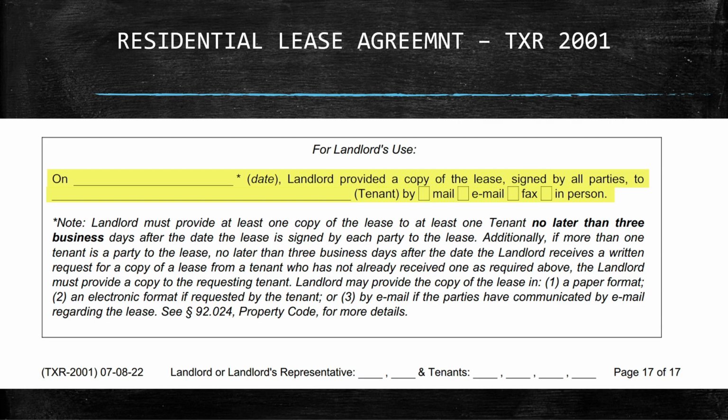And then there's a note here, a little reminder for the landlord. The landlord must provide at least one copy of the lease to at least one tenant no later than 3 business days after the lease is signed by each party to the lease. So the landlord has to give a copy of the signed lease to at least one tenant, and we write the name of that tenant in there and how that delivery was accomplished.